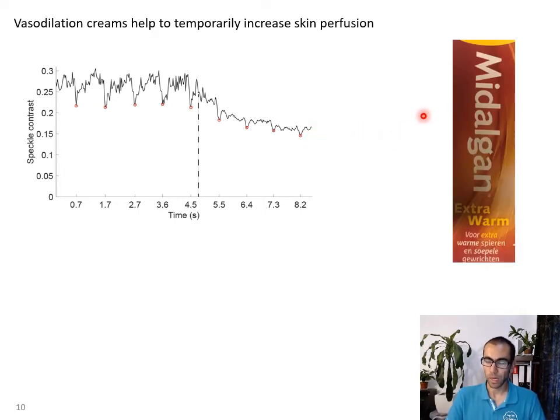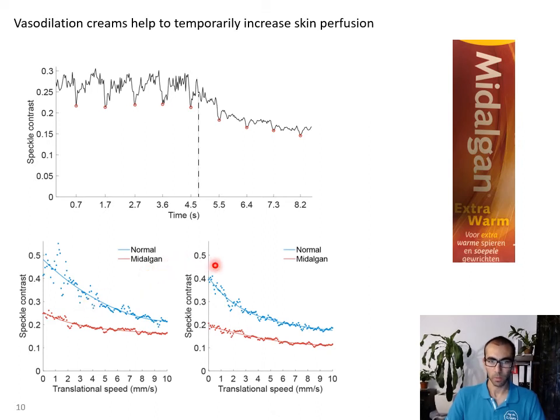We used Midalgon cream to increase the perfusion level of the test subject, in the same area. By measuring on two different healthy test subjects, we observed the speckle contrast drop as we apply translational speed before and after application of Midalgon. Similar behavior is observed in both cases, and for instance, when the system doesn't move, the observed speckle contrast after application of Midalgon is way lower than that before application.